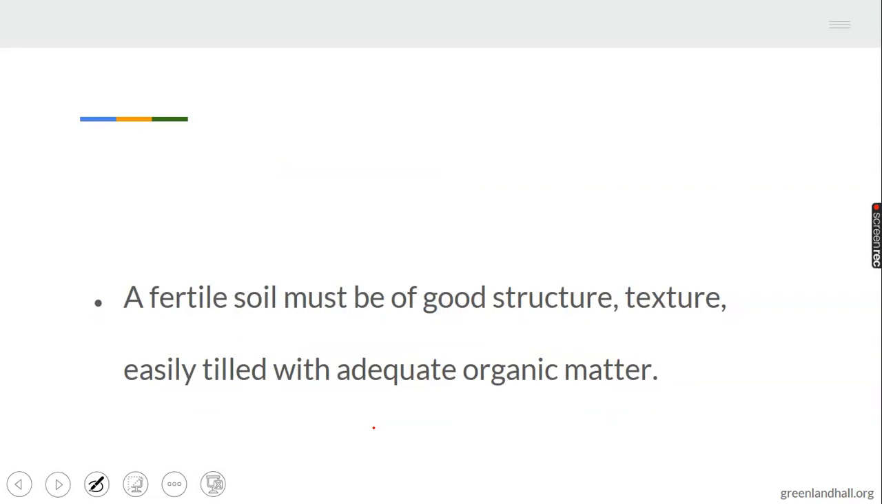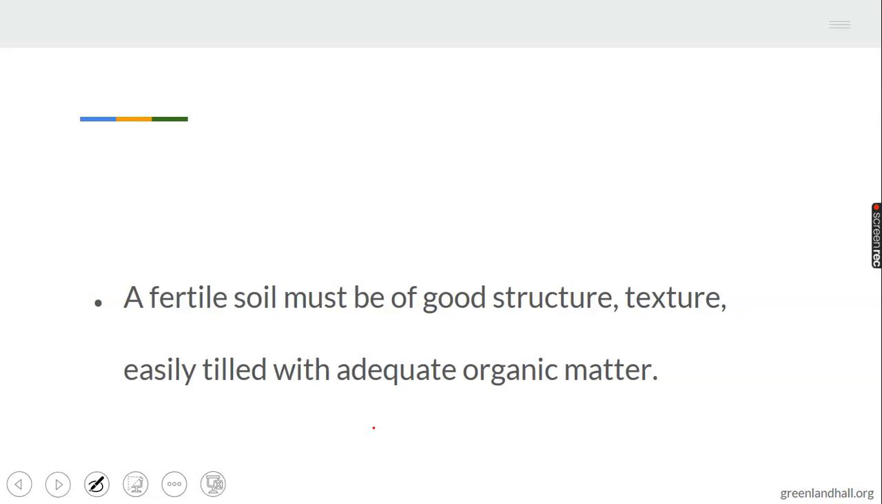A fertile soil must be of good structure, texture, easily tilled, with adequate organic matter. Organic matter is more like the fertilizer that aids the plant growth. That aids what? The plant growth. Remember I said a soil is fertile if crops grow well on it and give high yield.